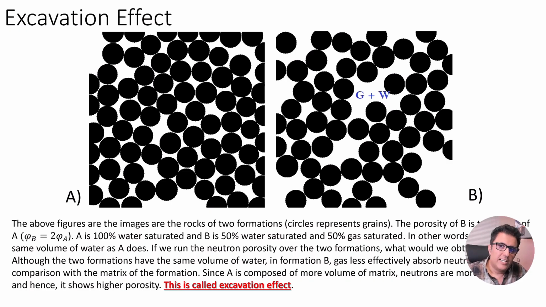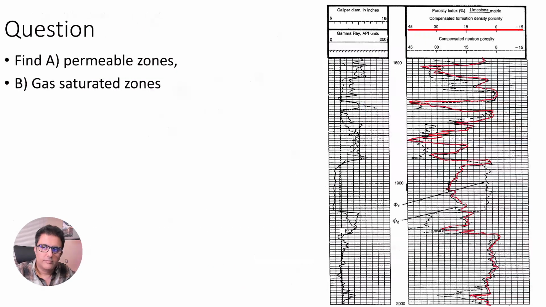And so whenever we have some gas saturation in the formation, we end up with underestimation of the porosity using the neutron log. In other words, if we deal with a gas saturated formation, we should see that phi d will be much greater than phi n, and this is how we are able to identify gas saturated zones in the formation.